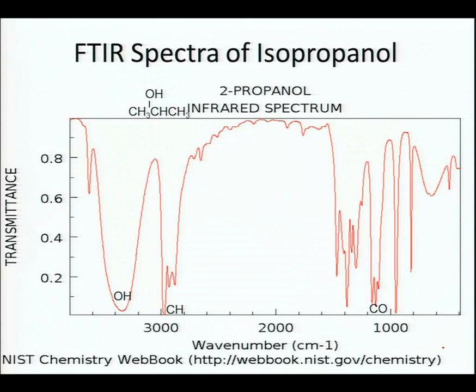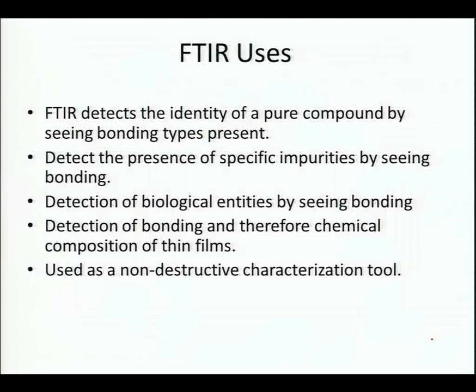And this is an FTIR spectrum of alcohol. What we can look at here is this typical absorbance. These libraries are available online. You could also purchase libraries that have different chemicals and different known materials in them, so that you can get your data, search the computer, and see a good fit for your product. So the FTIR detects the identity of a pure compound by seeing bonding types present.